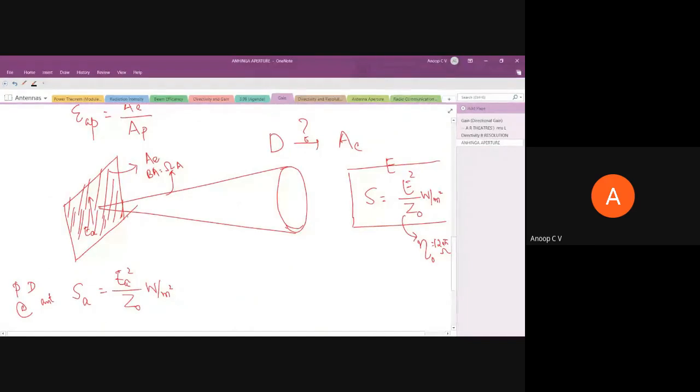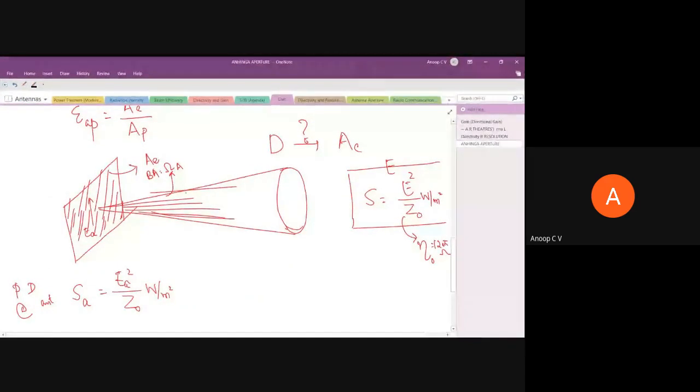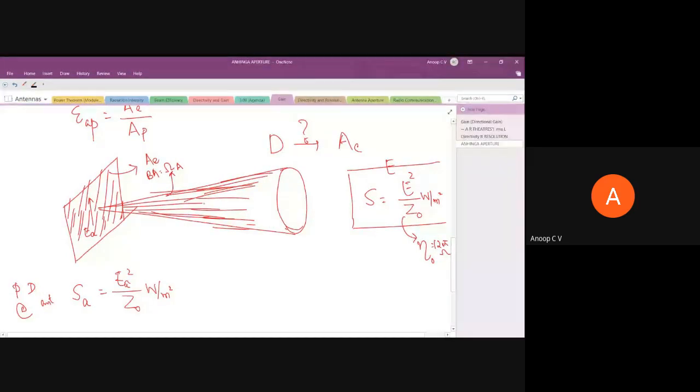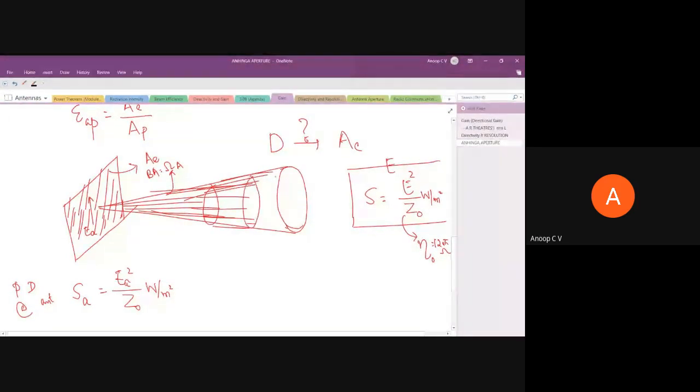Now whatever power is radiated is confined within this beam. I'm assuming there is no loss. The only problem is as the distance increases, the power will be spread across more and more area. But the total power will be the same. So I can find out the total power.